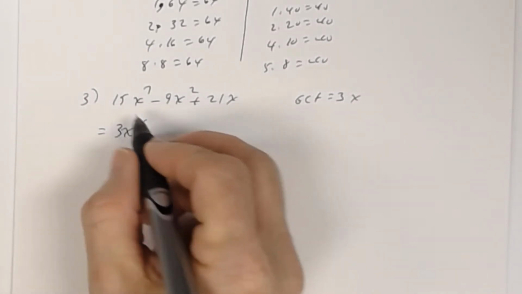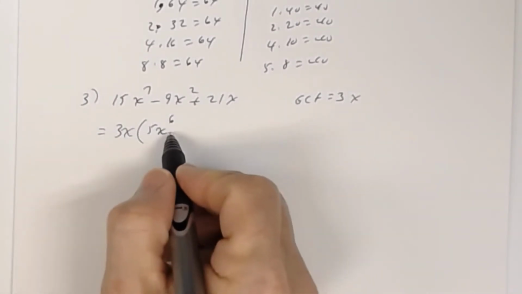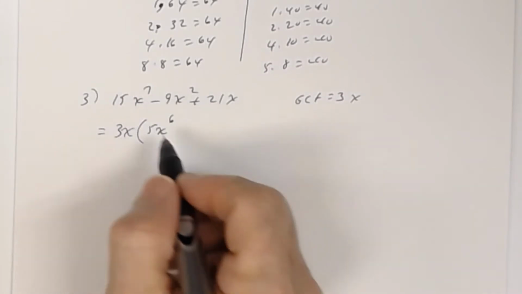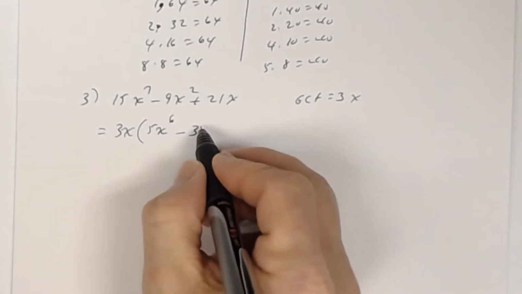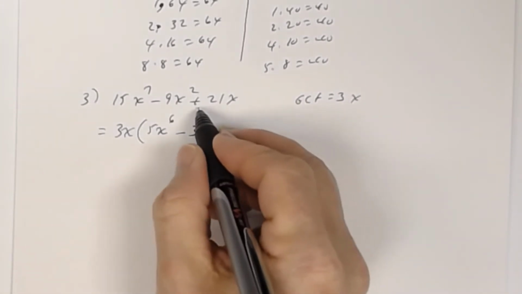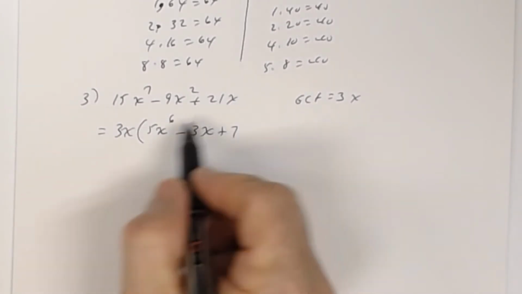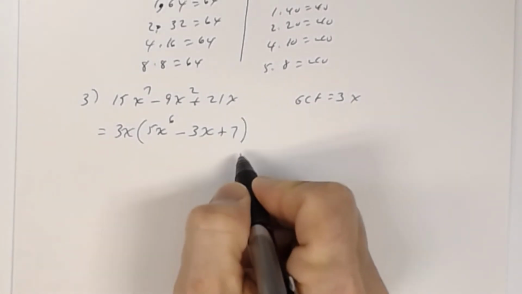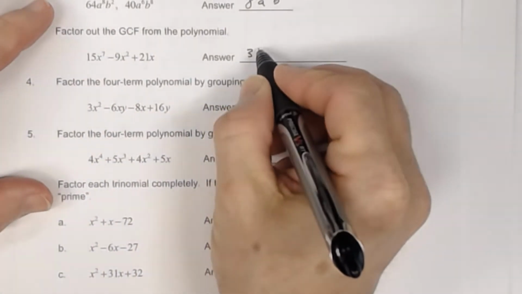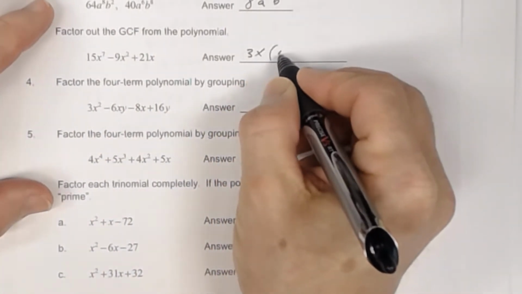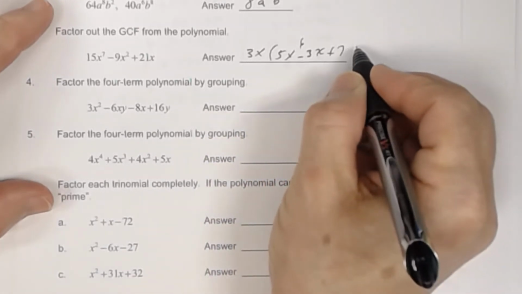So 3 times 5 is 15. x times x to the 6 is x to the 7, because remember, you multiply like bases, you add exponents. 1 plus 6 is 7. Minus, and then 3 times a negative 3 is a negative 9. x times x is x squared. And then plus 3 times 7 is 21. And see, you only had 1 here, right? You already factored it out, so you don't need any more there. And so that will be the answer for number 3. So number 3, you have 3x times 5x to the 6 minus 3x plus 7.